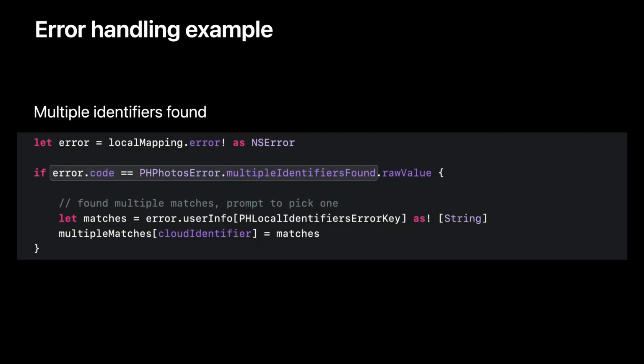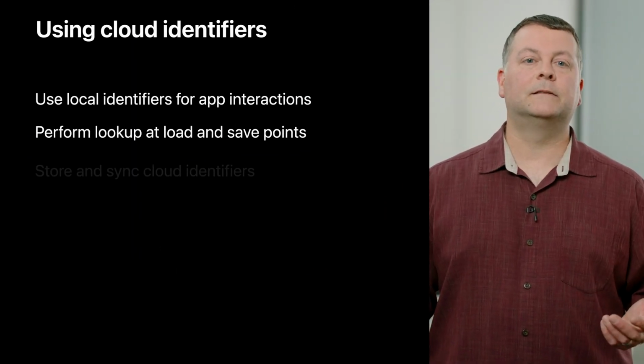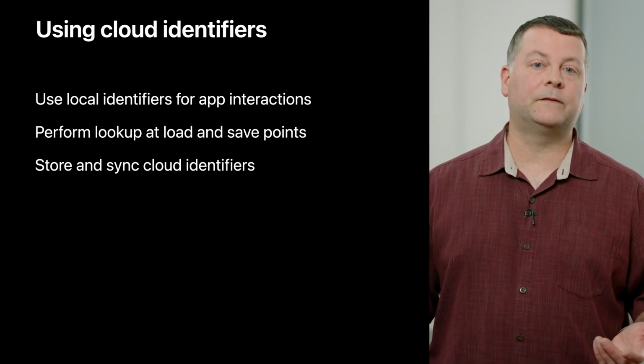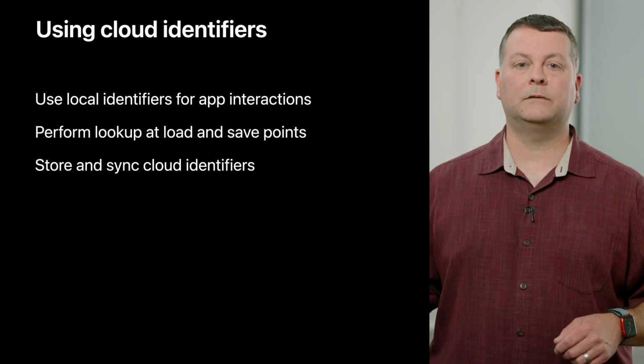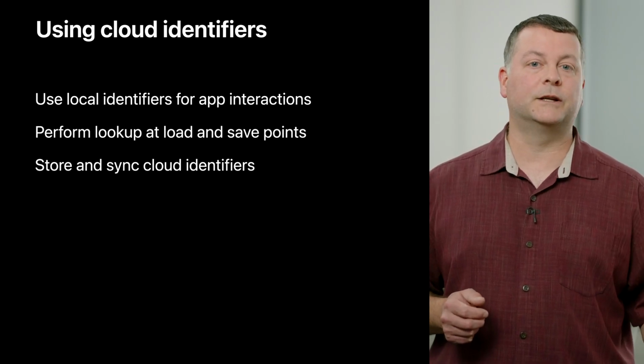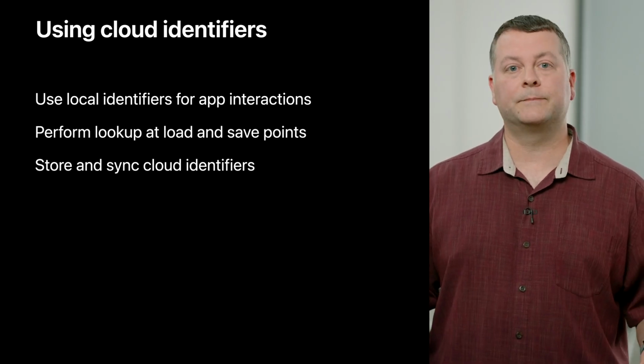With the multiple identifiers found error code, we can get the matching local identifiers from the error user info using the local identifiers error key. In this example, we've stashed them in a dictionary so we can later fetch and show the matching assets and let the customer decide. That's an overview of cloud identifiers and how to use them. Keep in mind that looking up the mappings between local and cloud identifiers can be expensive, so use local identifiers in your app interactions with the photo library, perform the mapping work at load and save points, and then store and share the cloud identifiers to make them available on other devices.